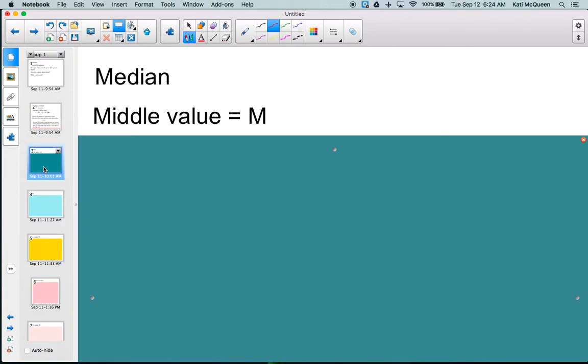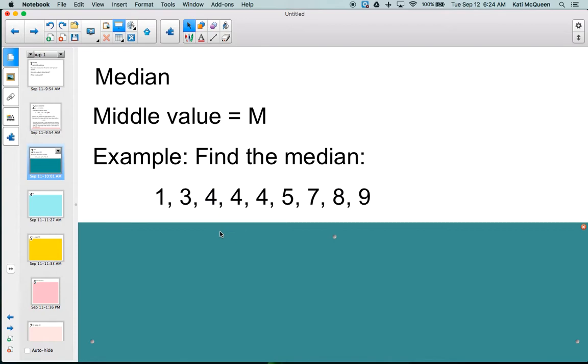Okay, another measure of center that we look at is the median. So median is just the middle value. If all my values were lined up in order from least to greatest, it's that middle value. And the notation we use for the median is just a capital letter M.